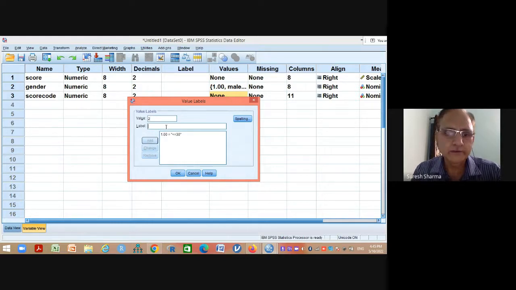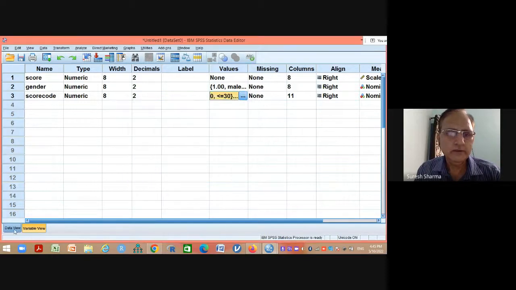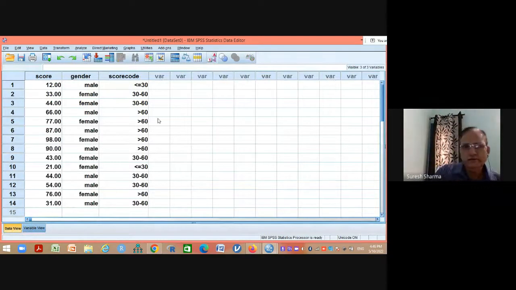Our 2 label was 30-60. Our 3 label was greater than 60. Add. Press OK. Come back. Now you can see, very clear picture. 12 is less than or equal to 30. 33, 44 lie between 30 to 60. 43 is between 30 to 60. And all these are greater than 60. So this is how we can assign different kinds of score codes, right?